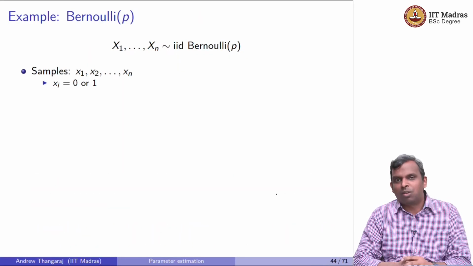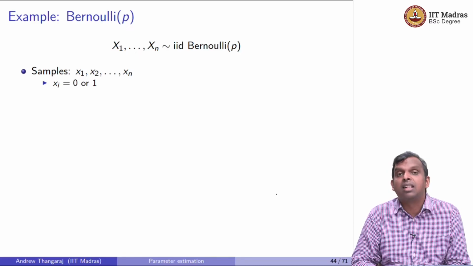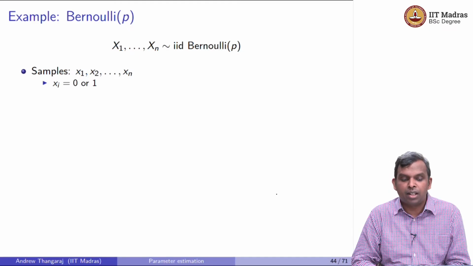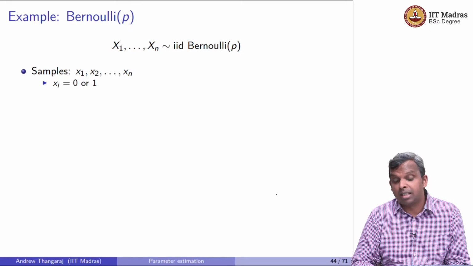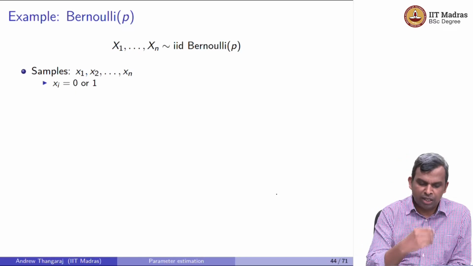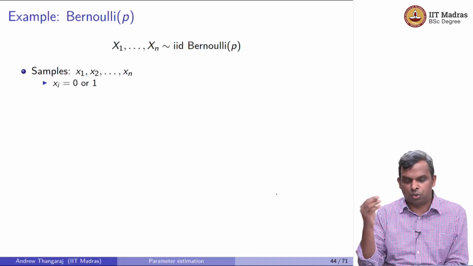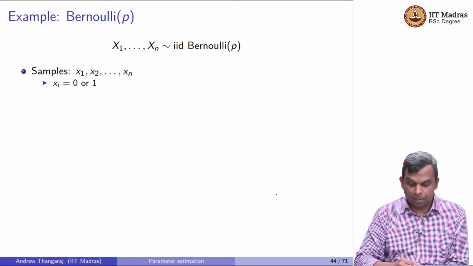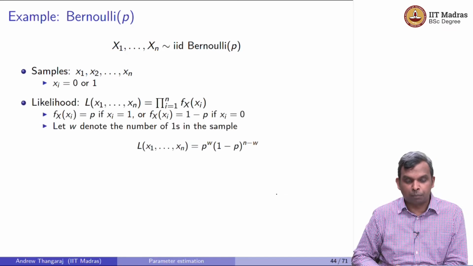Okay, the first example, always the simplest example that we take, is the Bernoulli P distribution. So you have n IID samples that are distributed according to the Bernoulli P distribution. In one sampling instance, you get x1, x2 through xn. Each xi can be 0 or 1, okay?